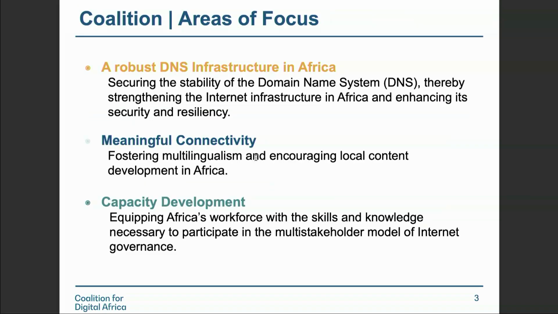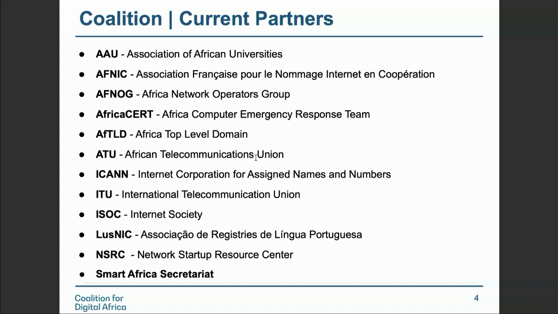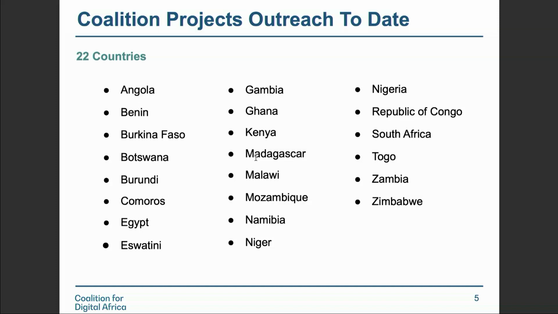What are the areas of focus and the priority areas? They're threefold. First, to ensure a robust DNS infrastructure. Secondly, meaningful connectivity. And lastly, capacity development. We currently have about 12 partners listed out there. Some of them you may already identify, and some are in the room that we work with. We currently have a scope in 22 countries with about 12 projects that are ongoing.